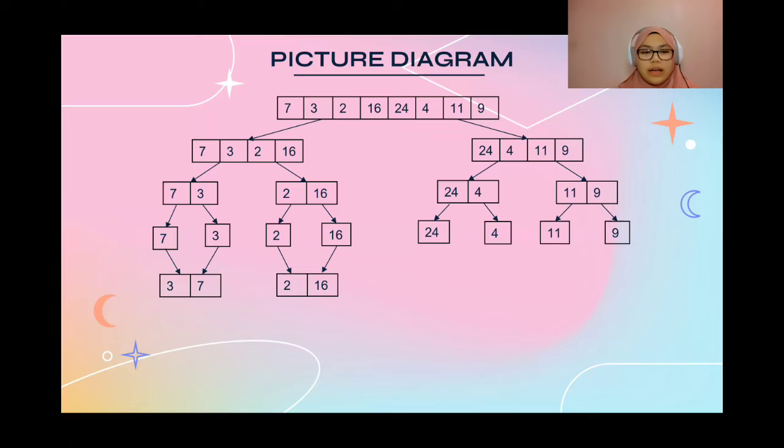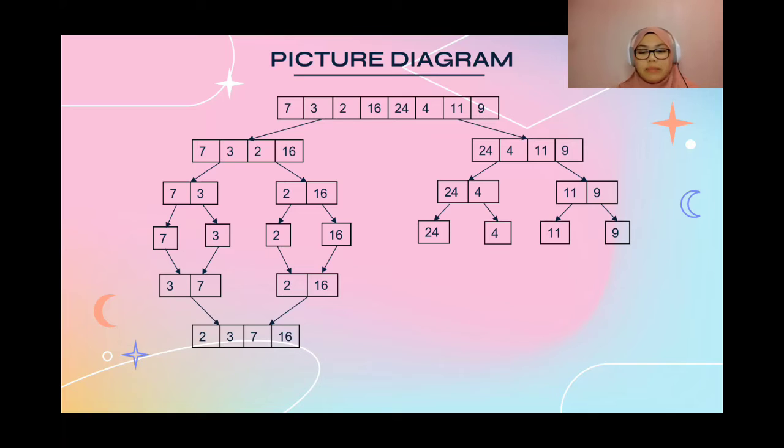So we check 3 and 2, because they are the first index of the two arrays that we want to merge. 2 is smaller, so 2 first and then 3. Then we check 7 and 16. 7 is smaller, so we enter 7 and then after that 16. That's how we got the combined array of 2, 3, 7, and 16.